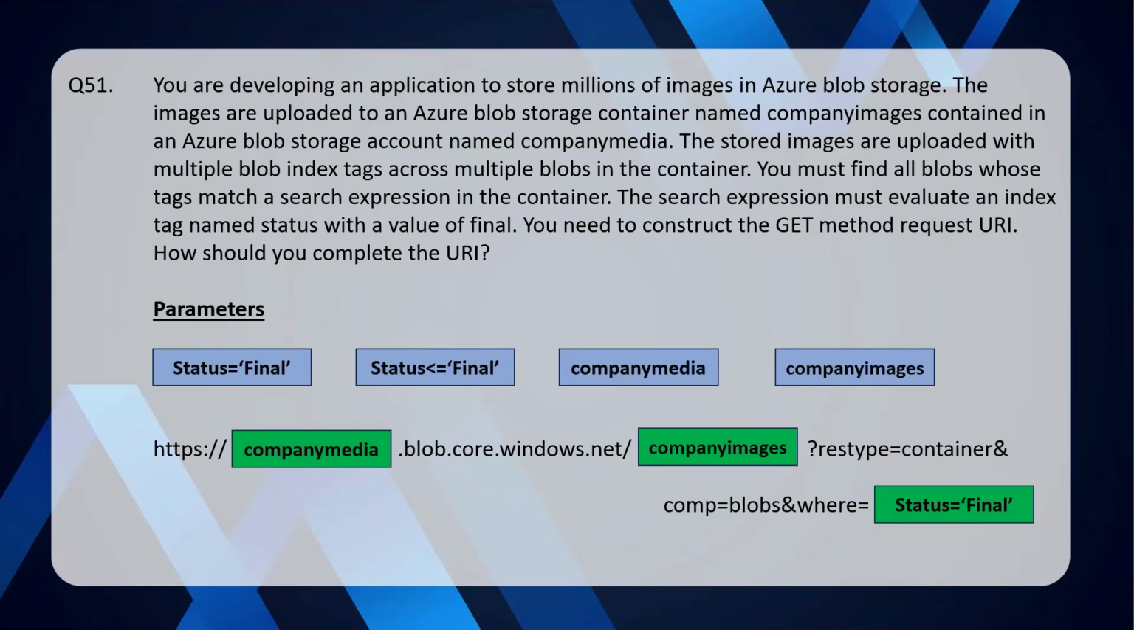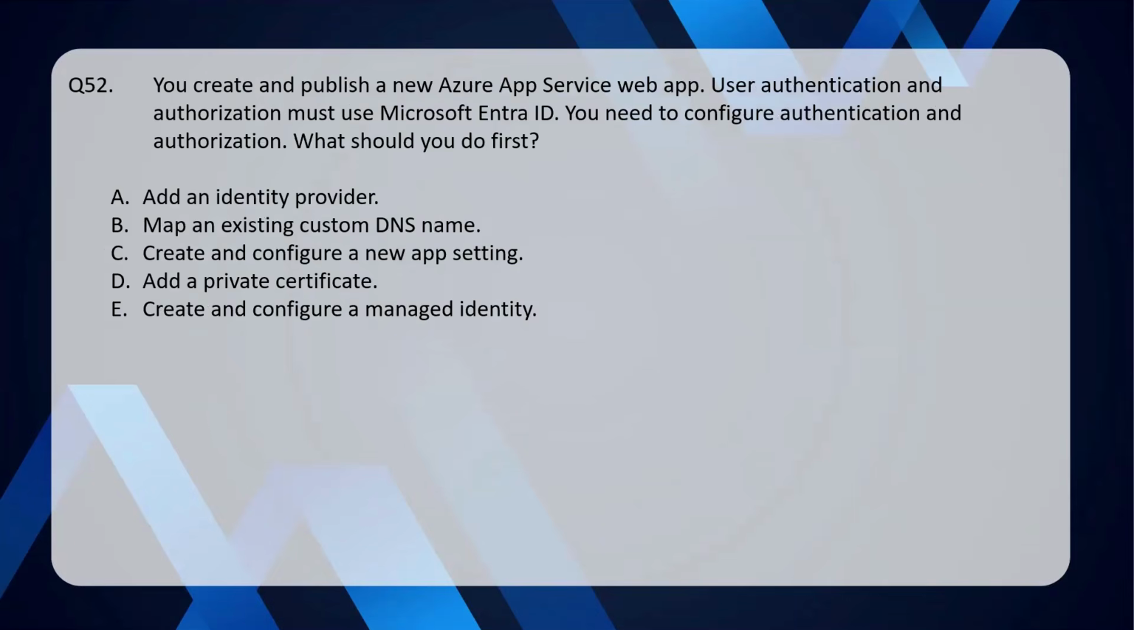Let's look at question number 52 of the series. You create and publish a new Azure App Service web app. User authentication and authorization must use Microsoft Entra ID. You need to configure authentication and authorization. What should you do first?